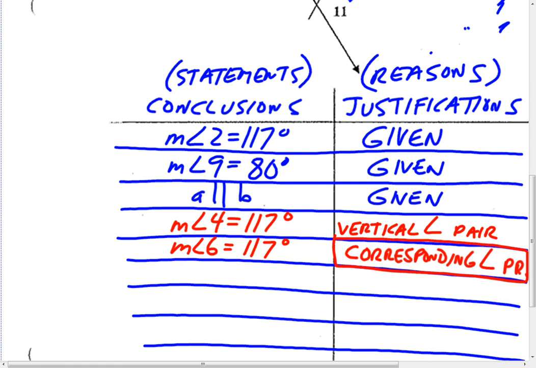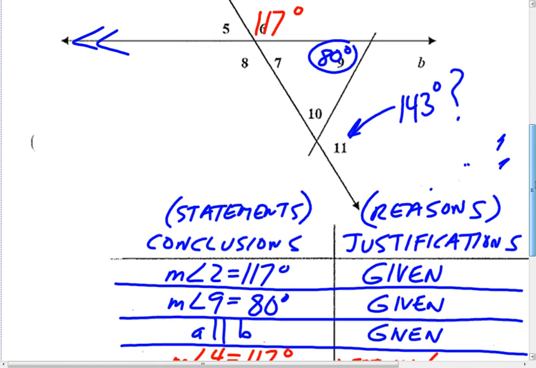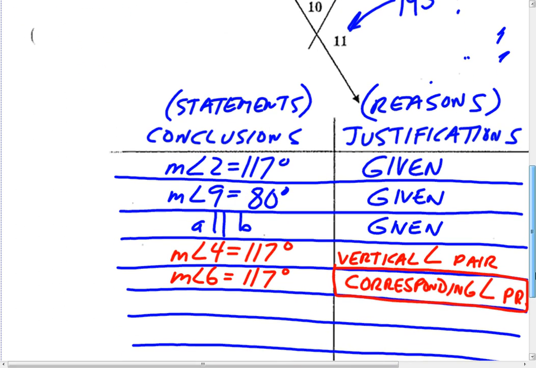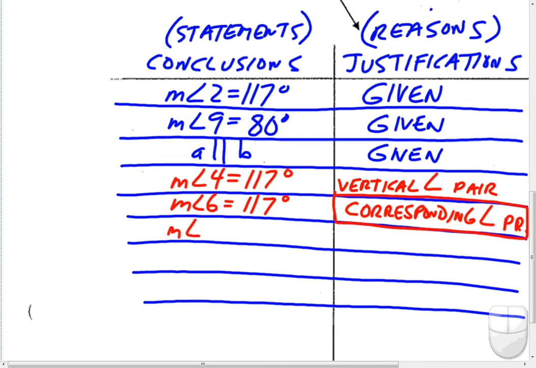We've moved down the chart. We're down at angle 6. Can somebody jump me into the triangle? Yes, sir. Angle 7 is 63 degrees. What's your justification? They're a linear pair. Linear pair. So I'm going to write that. I'm going to write measure angle, was it 7? Yes. Equals 63, and that was a linear pair.